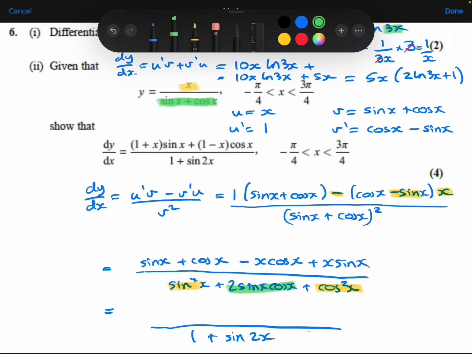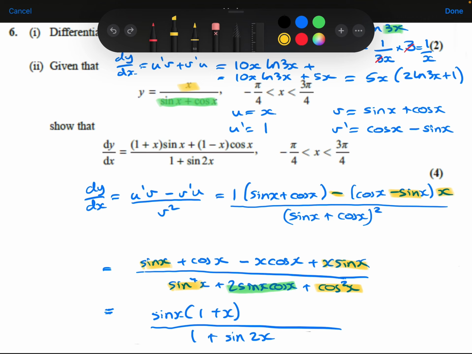Then on the numerator, let's collect up the like terms. I've got a sine x here and an x sine x there. So factorising sine x outside of those will leave me with a 1 plus x. So just to be super clear, I've got the sine x times 1, which is the sine x. And then I've got the sine x times x, which is the x sine x.